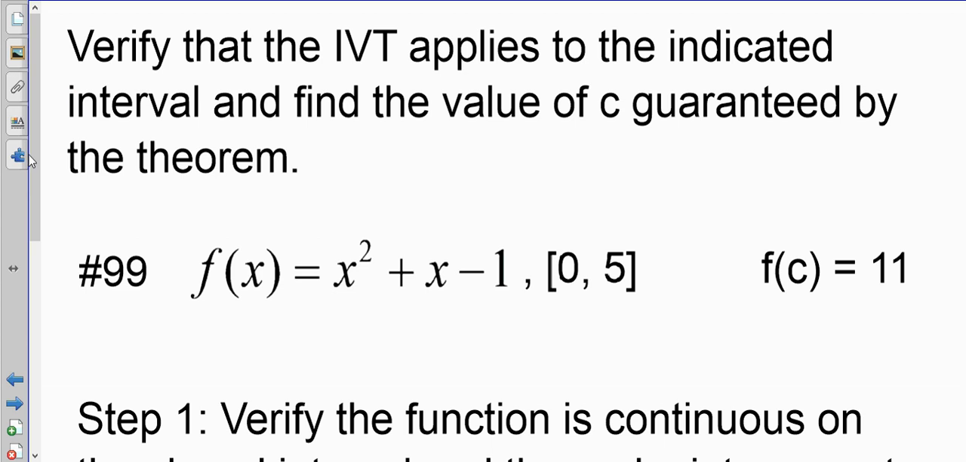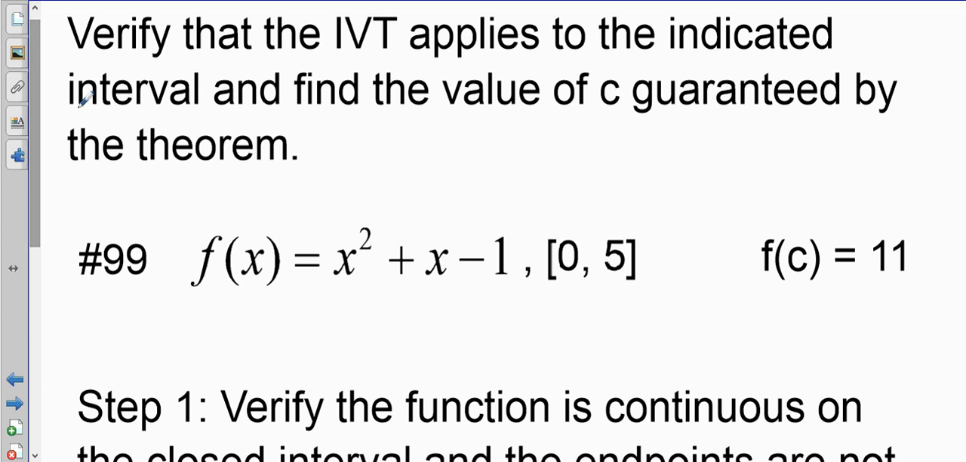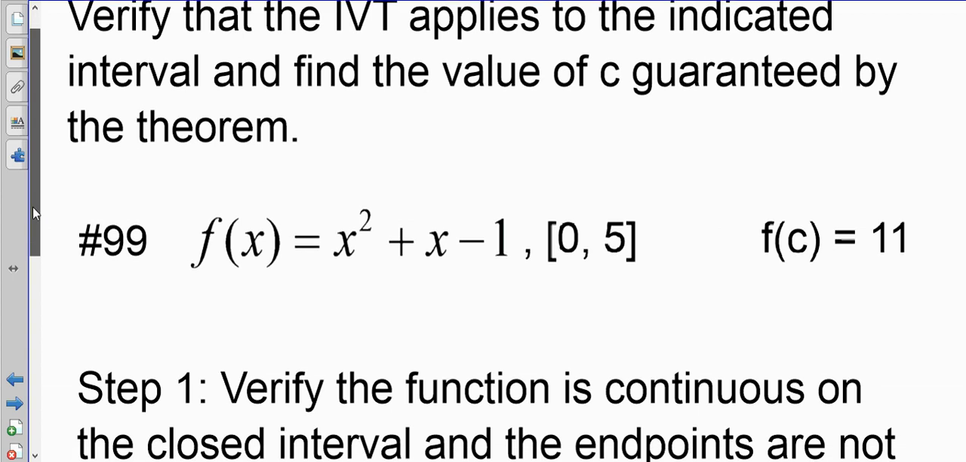Let's try one more. This is number 99. So what we're going to do here is verify that the intermediate value theorem applies in the given interval and find the value of c that's guaranteed by this theorem. So essentially we're going to go through and make sure that in this case, we're not finding a 0, but we're finding a value of 11. So we're going to verify that we have a value of 11.